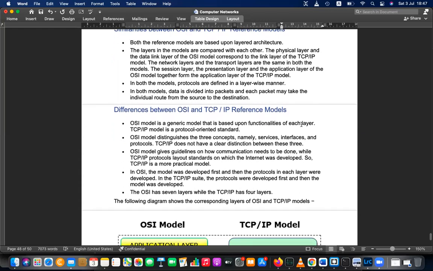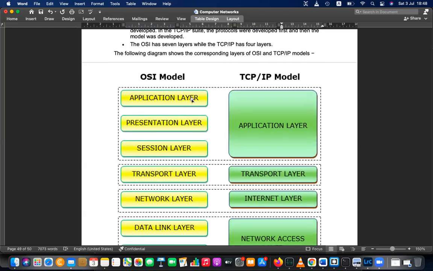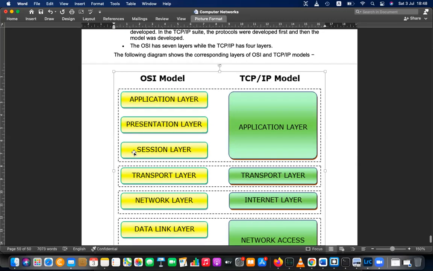The OSI model is a generic model based upon the functionalities of each layer. The TCP IP model is protocol oriented. That is why, when you ask for the protocols separately for the presentation layer and session layer, it is quite difficult to tell. But if you take the TCP IP model, it is easy to tell for the application layer, because HTTP and all these fall into the same layer. Separately naming application layer, presentation layer and session layer protocols is quite difficult, but for a single layer it is protocol based.